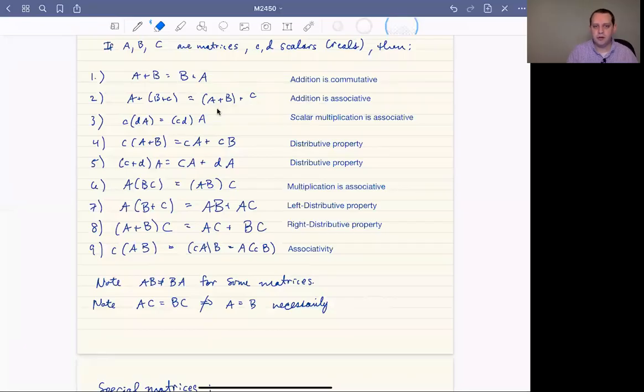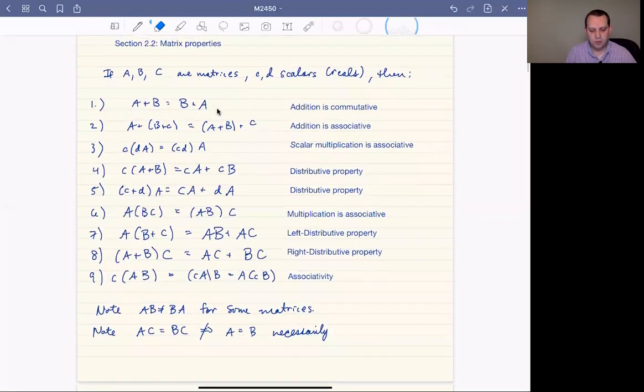All right, in this video, what I want to do is go over some of the properties that matrices have. This is material from section 2.2. And so rather than write all this out, just because this is kind of a longer list, I have pre-written this out and I just want to talk about them.